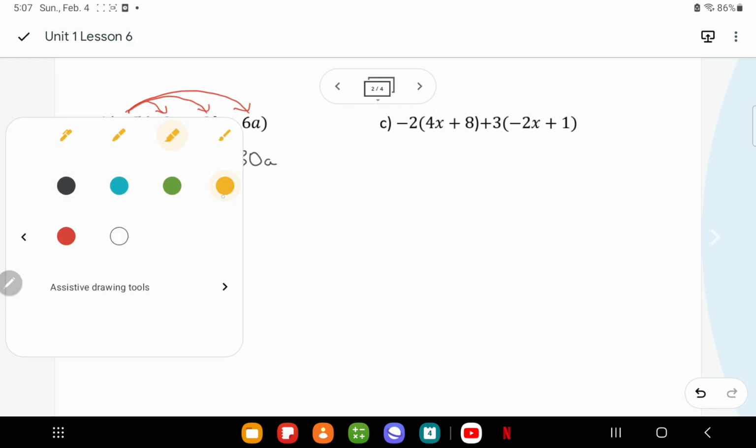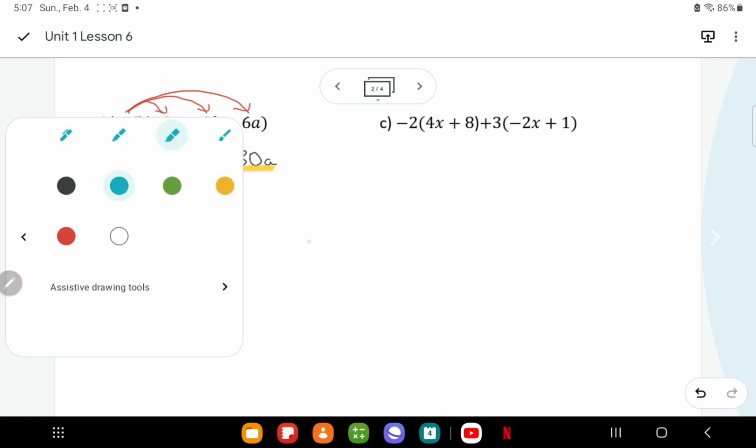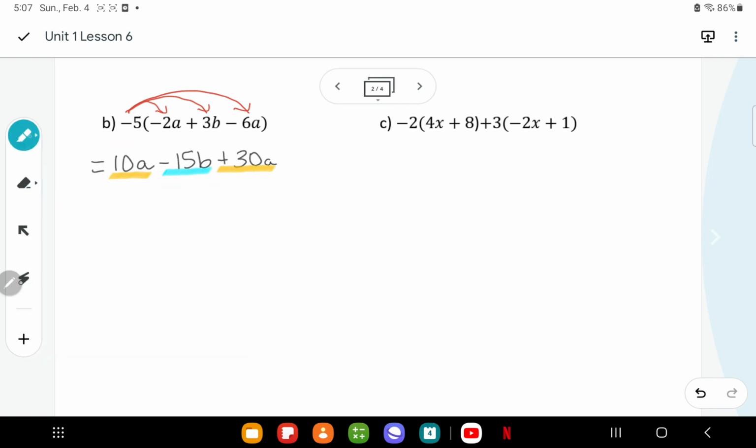Whenever we're done the distributive property, we want to check for like terms. So I see 10a plus 30a. That middle term, the b's, they don't go with it. So we're going to add together the a's to make 40a, and we still have minus 15b.